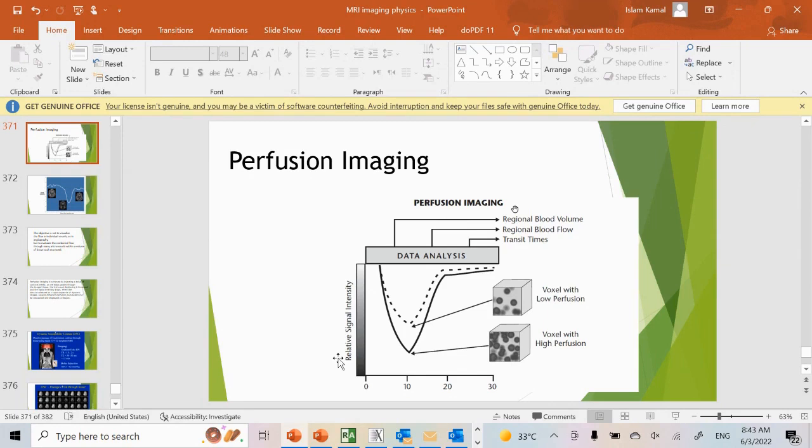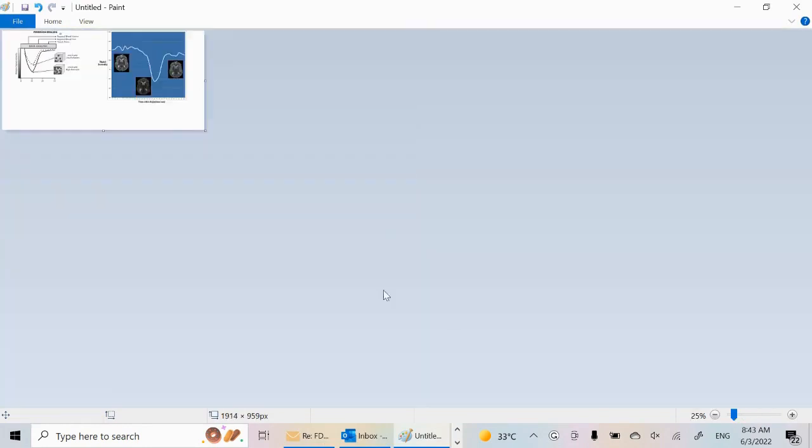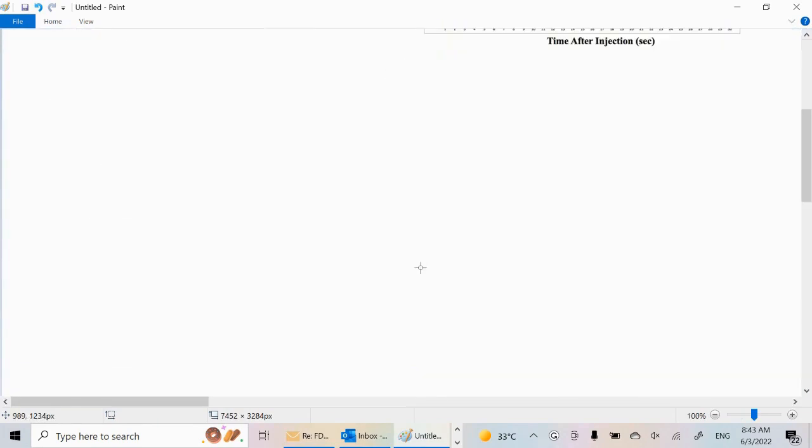We will begin by using contrast media. As you know, the contrast media we use is gadolinium. As we discussed, this gadolinium has unpaired electrons, and as we discussed before, the electron changes the field, or the homogeneity of the magnetic field.